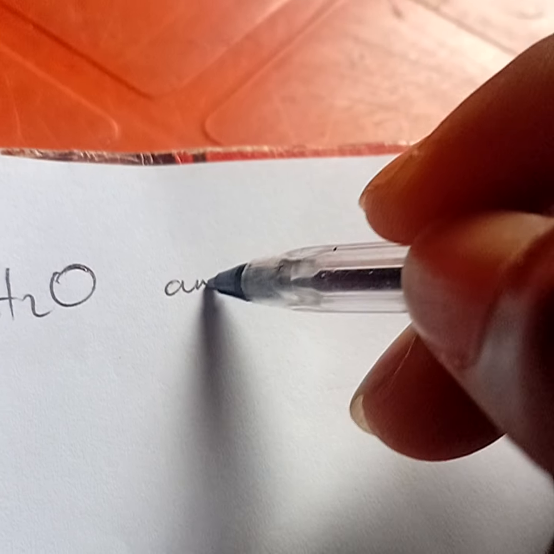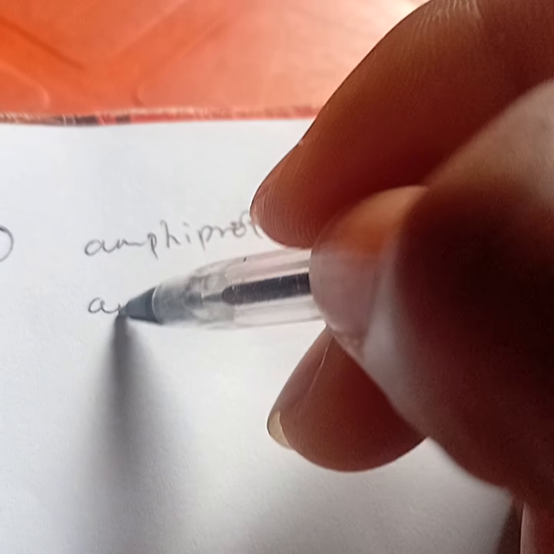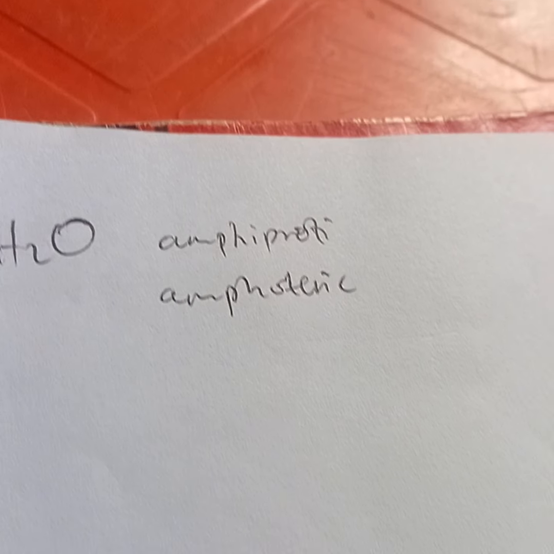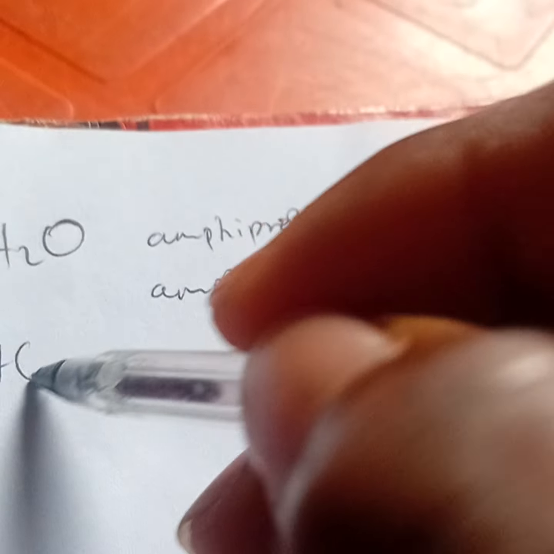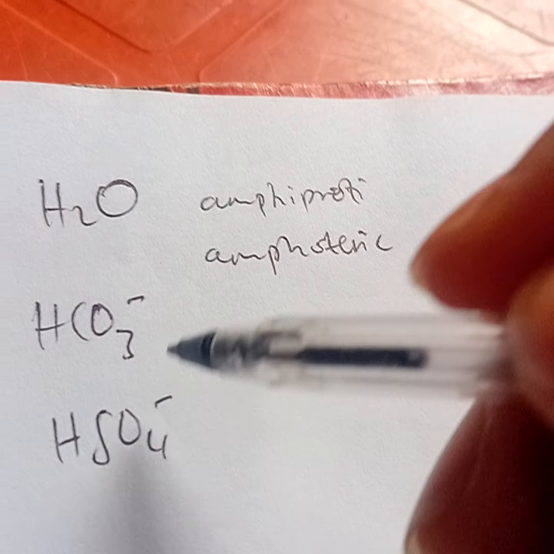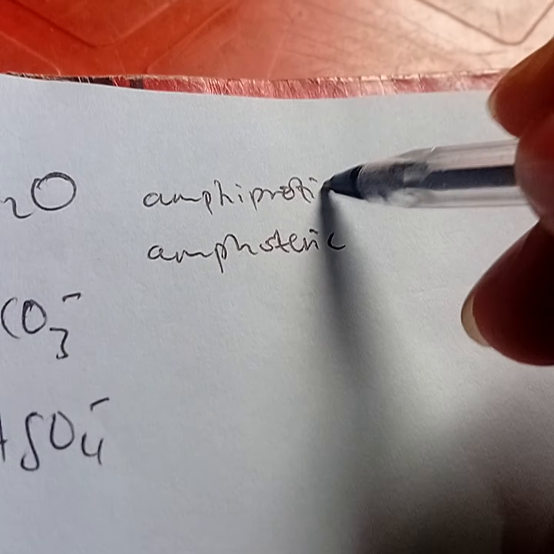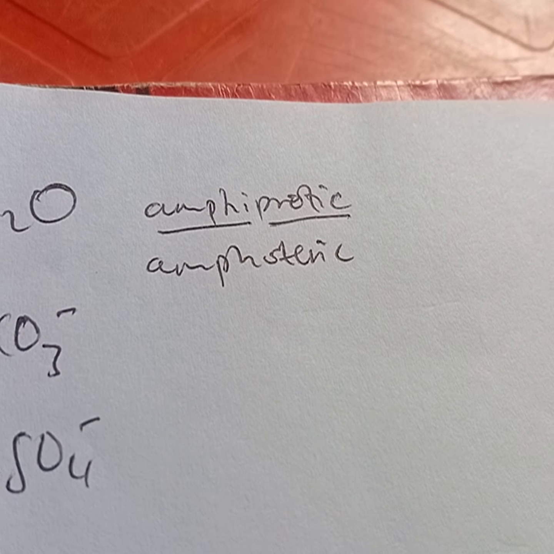All right, let's look at something interesting about water. Water is said to be amphiprotic or amphoteric. So aside from water, we also have HCO3 minus and HSO4 minus. We have other species there as well. So what is amphiprotic or amphoteric? Amphi means double life. Protic has to do with proton.